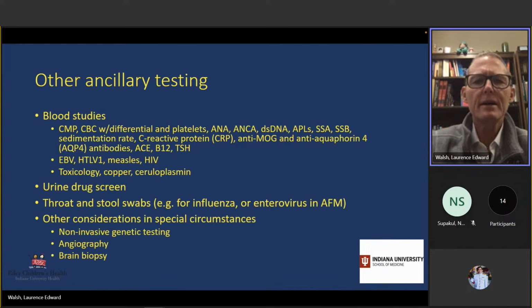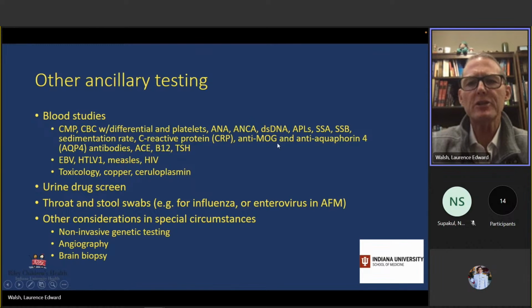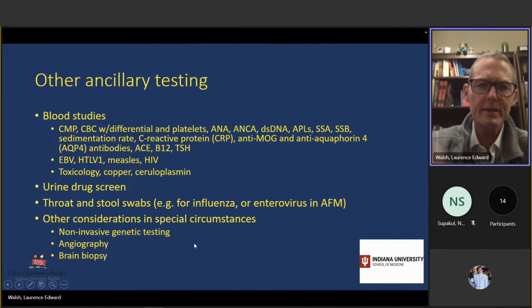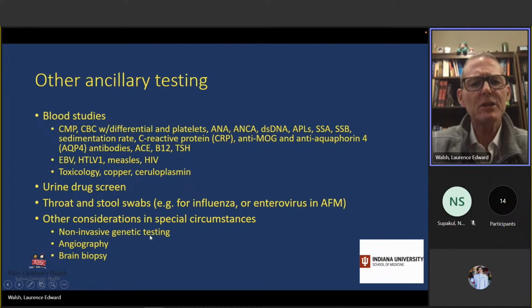Blood studies, again, looking at rheumatologic things, looking for non-specific indicators of inflammation. This is where MOG and aquaporin 4 antibodies are done, and so on. Urine drug screen, as I talked about, for heroin and things like that. Throat swabs for enterovirus and influenza, since influenza is a big actor here, and COVID certainly causes these things. And then if things don't fit very well, we might do other studies, looking for other diagnoses.